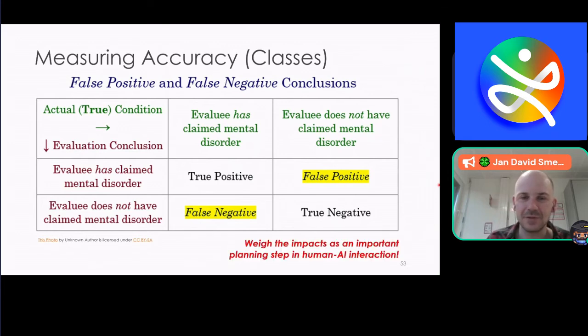This has real-world consequences, and it's a good way, actually, to weigh potential impacts of an AI system or a machine learning system when you're designing it, to ask yourself, what is the impact of a true positive or a false positive or a false negative or a true negative outcome of the system in its real-world use, right?